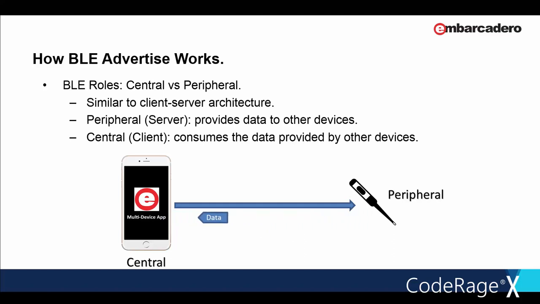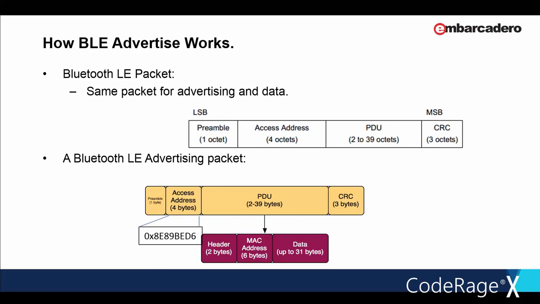Once the connection is established, the information interchange is managed by the Generic Attribute Profile on the Bluetooth LE stack, using the Attribute Protocol. But this is not the purpose of this session. Today, we will stop a little earlier, just at the advertising process. Let's study a little the anatomy of Bluetooth LE packets.